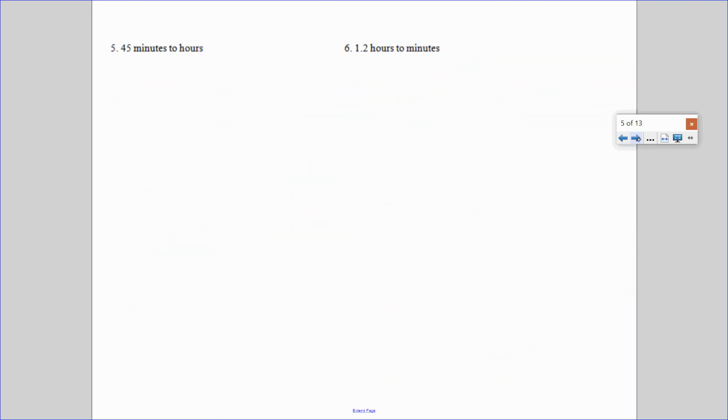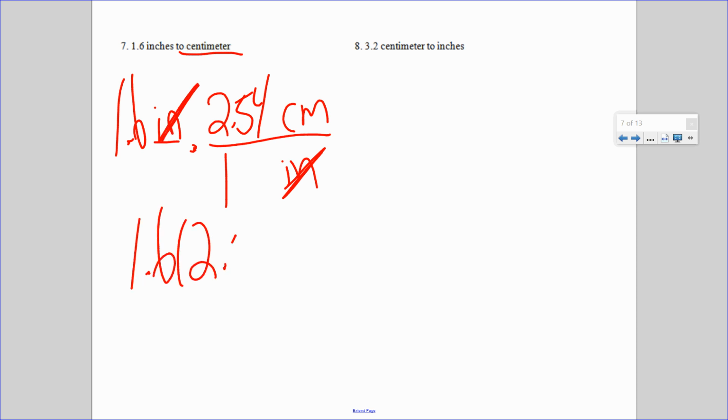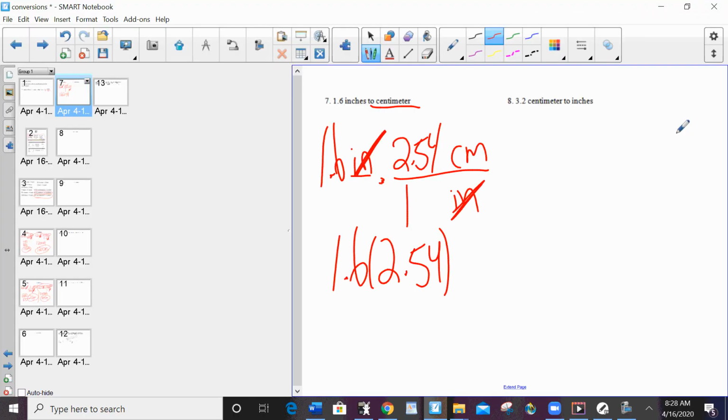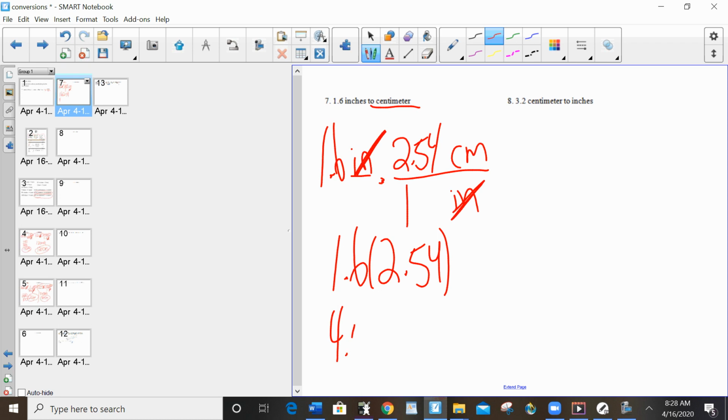So 1 inch is 2.54 centimeters. Inches cancel. In this case, I have multiplication since they're both on top. 1.6 times 2.54. I can't do that without a calculator. Well, I can, but you know, it's not going to happen right now. 1.6, 2.54, and that's going to give me 4.064. And my unit is centimeters.